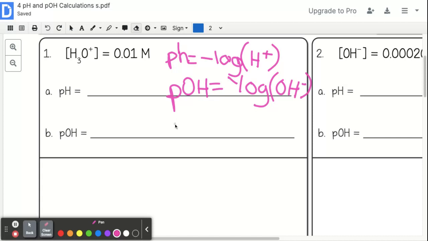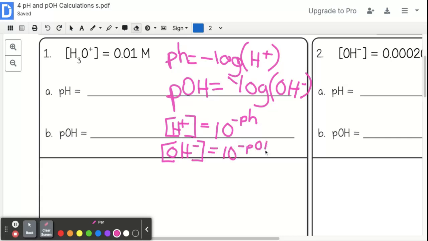Then on the other hand, you can figure out these concentrations by saying that the hydrogen concentration is 10 to the power of the negative pH, and hydroxide is the same except you're using the pOH. So 10 to the negative pOH.